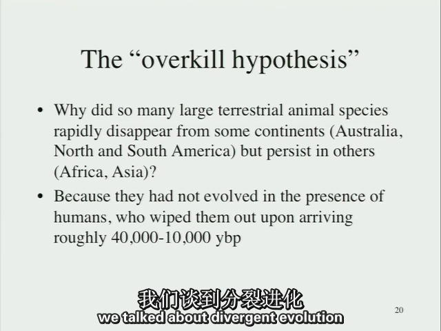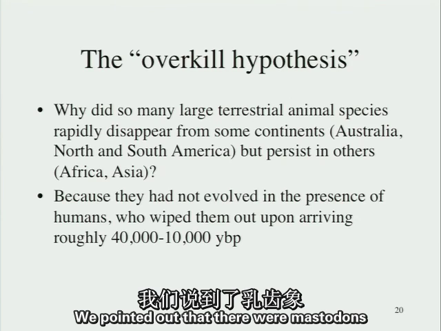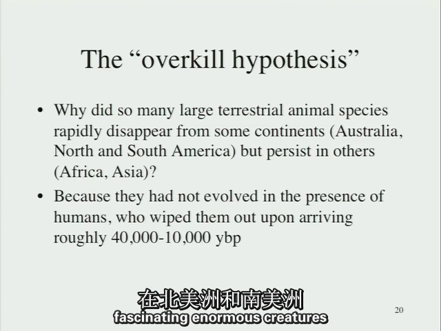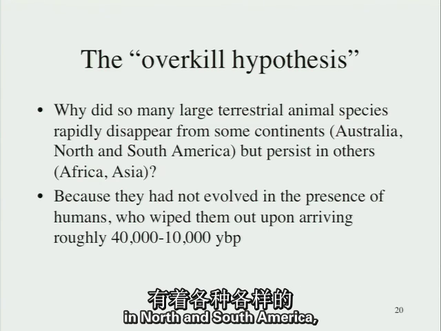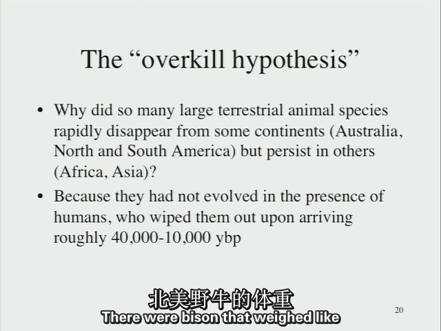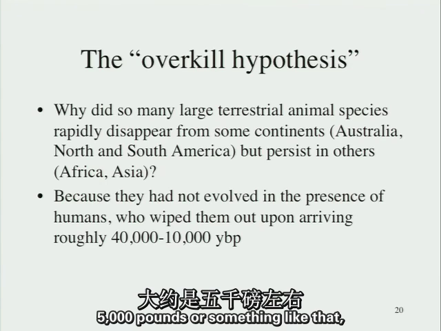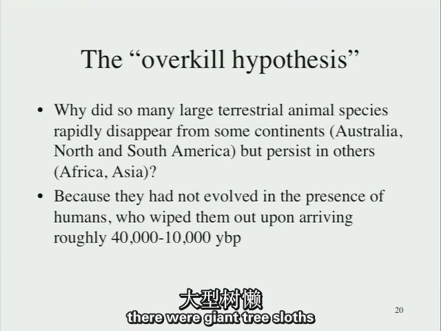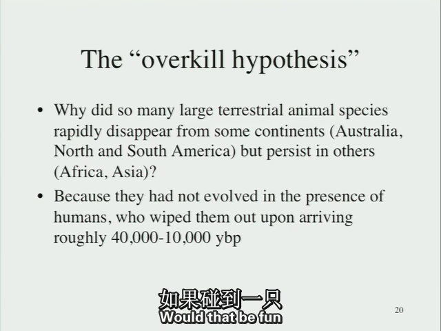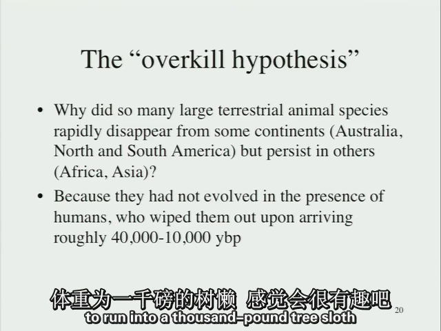Remember last time we talked about divergent evolution. We pointed out that there were mastodons. There were all kinds of fascinating, enormous creatures in North and South America roughly 15, 20,000 years ago. There were bison that weighed like 5,000 pounds or something like that. There were giant tree sloths that weighed 1,000 pounds. Wouldn't that be fun to run into a 1,000-pound tree sloth?